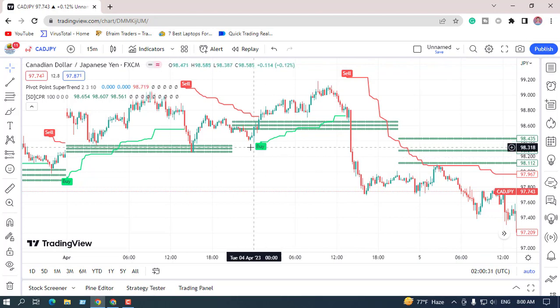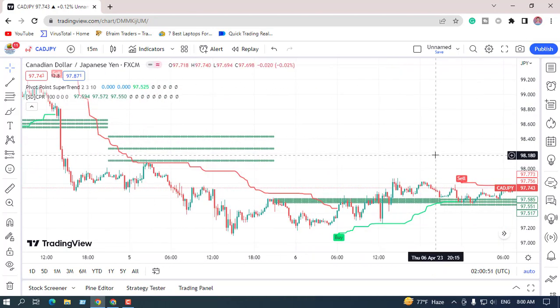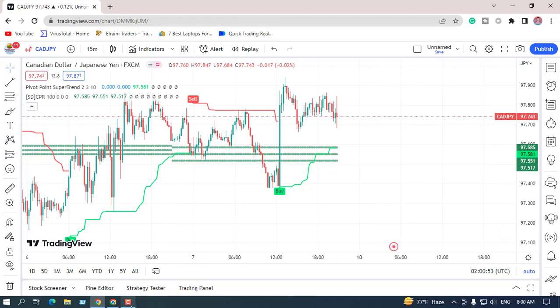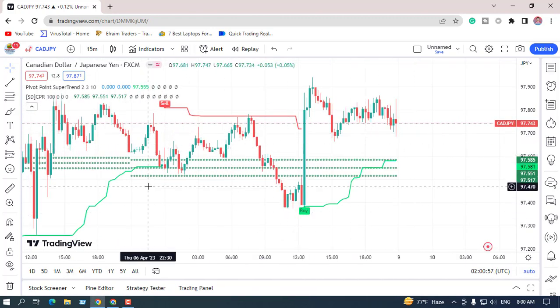Okay, and as you can see, when Pivot Point Super Trend signals buy, you cannot trade here. When the market breaks this level, then you can trade here. Okay, it is a very good confirmation. Do not trade before confirmation.